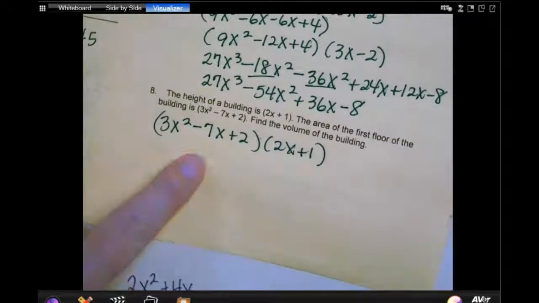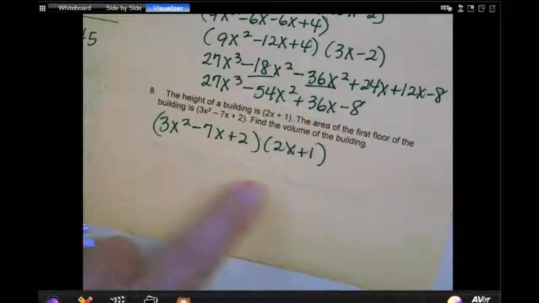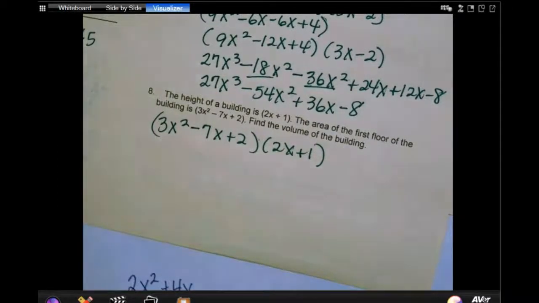So if I have the area, which is this one, and this is the height, everybody multiply. Michael, you have this multiplied together?